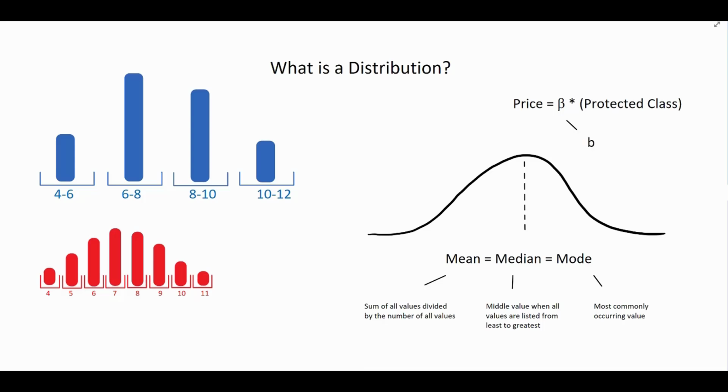The result is only an estimate of the true relation, and we will never know if our estimate is exactly correct. But by using what we know about the distribution of the data, we can infer some conclusions about the relation between the protected class and the price of a loan. In the next video of the series, we will cover more precisely how we actually use what we know about the distribution to do this.